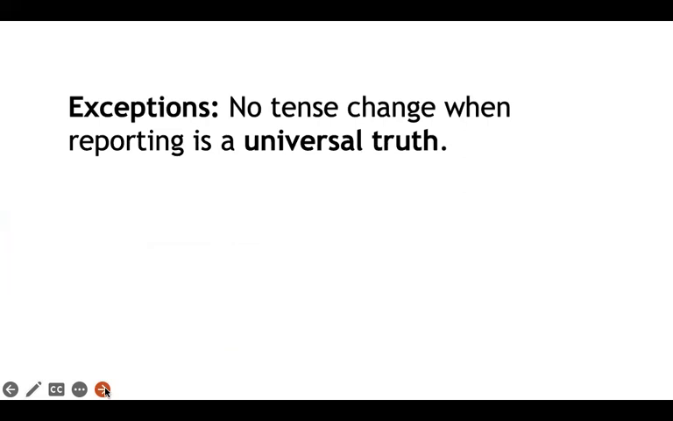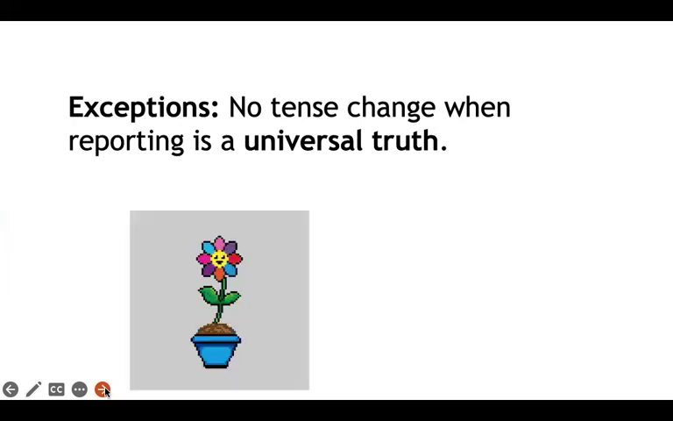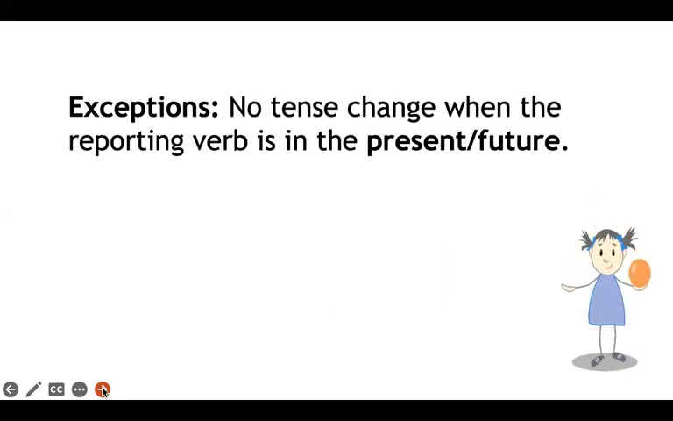Exceptions. Now, no tense change when the reported speech is a universal truth. For example, she said, flowers bloom in summer. So it's a fact, it's a universal truth. So she said that flowers bloom in summer. She said, birds fly. She said that birds fly. So fly will not change to the second form. The present will not change to past tense because it's a universal truth.